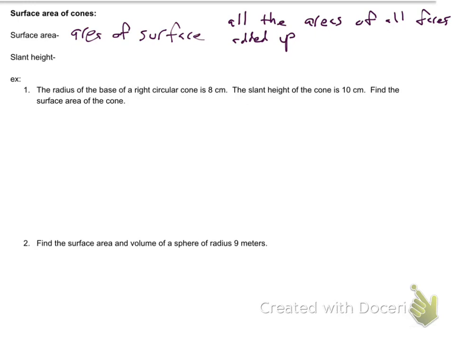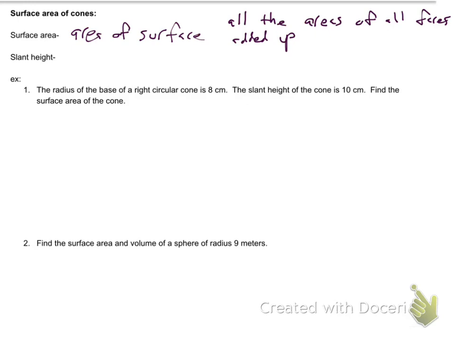But now we've got some examples. The radius of the base of a right circular cone. A right circular cone, guys, is what you would agree to be a cone: it's got a point with a circular base on the bottom, and it goes straight up and down. The height is the middle. The slant height of the cone is 10. Find the surface area of the cone.